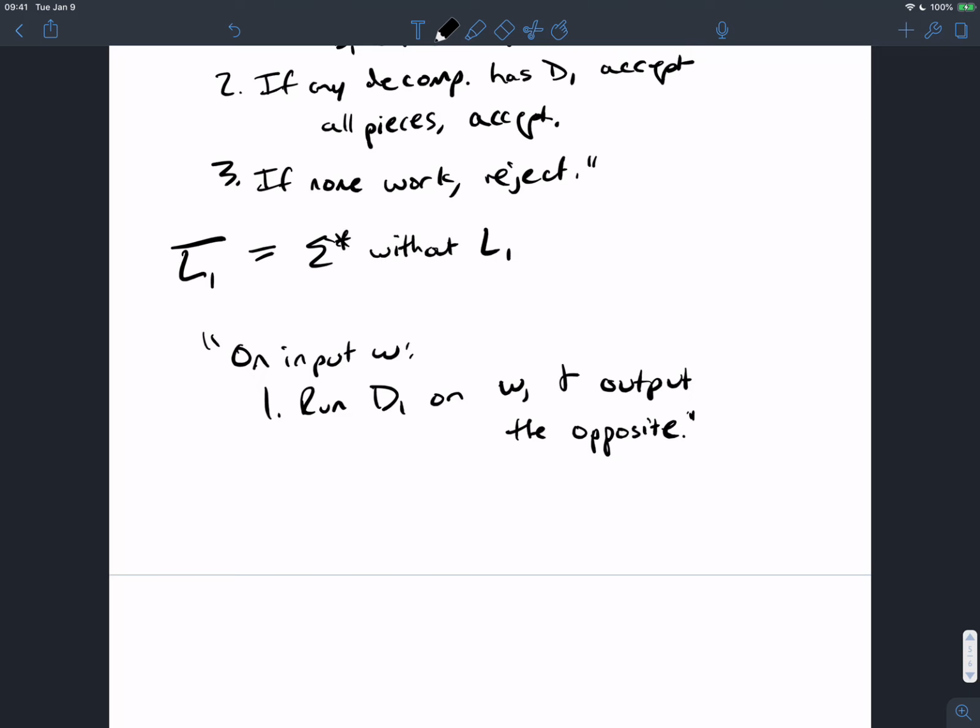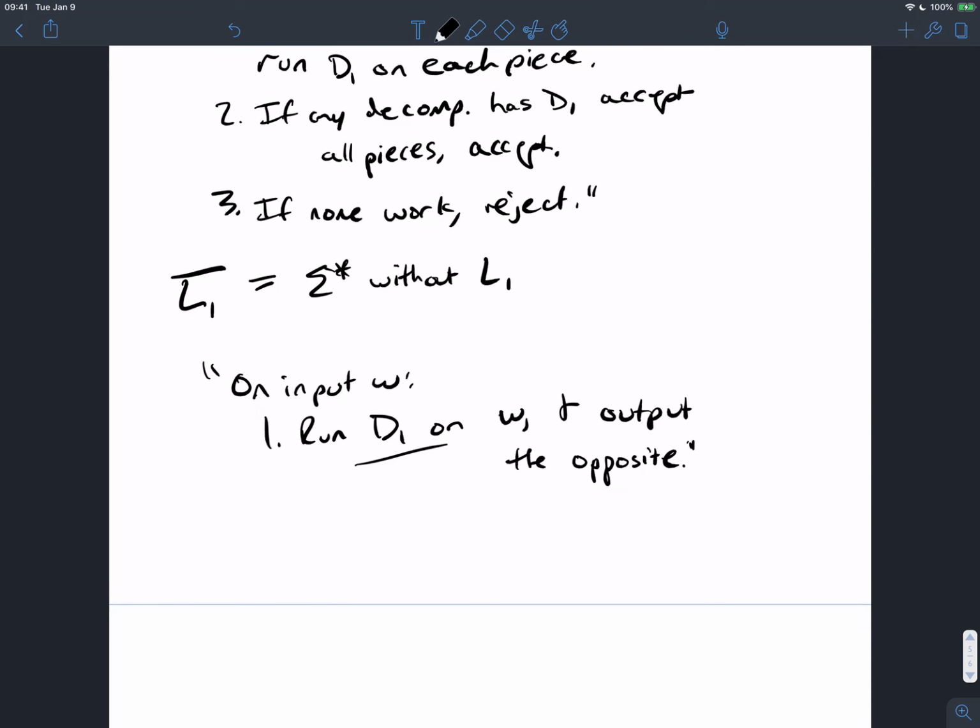Opposite. I think I spelled that right. Yeah. I can't even spell opposite. That's quite sad. But does this run in a finite amount of time? Yes. Yeah, certainly, because D1 runs in a finite amount of time.